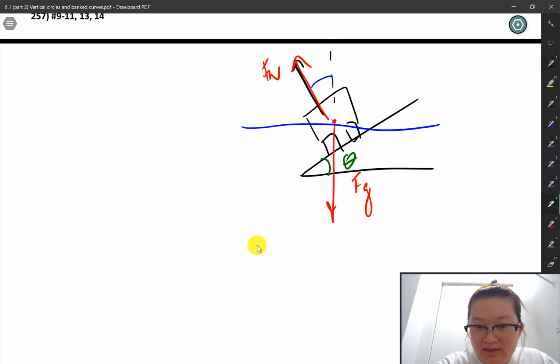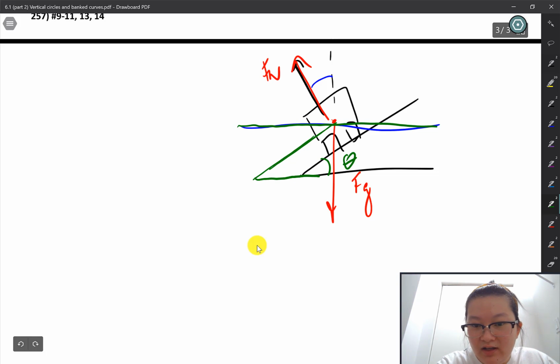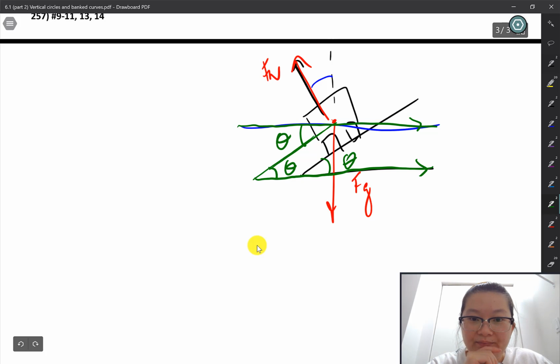So take a look at this line, which is our x-axis. If I draw a line that's parallel with my incline, it's going to look like this. And if I draw a line that continues off with the ground, we know that this angle is theta. Assuming these are both parallel lines, then this angle here must also be theta.